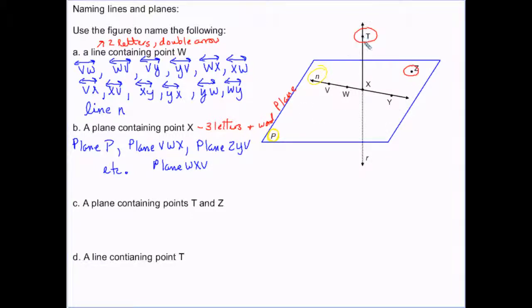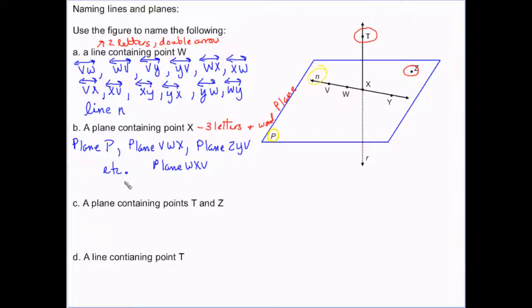The T is not on the blue plane that we have drawn. So we have to create a new plane. We can have a plane that goes through T, Z, and X. We could have one that goes through T, Z, and V. A plane can go through any 3 points. So we can pick any one of the other points, and that can be the name of our plane.